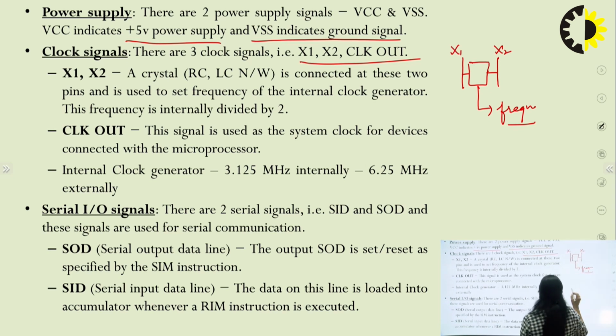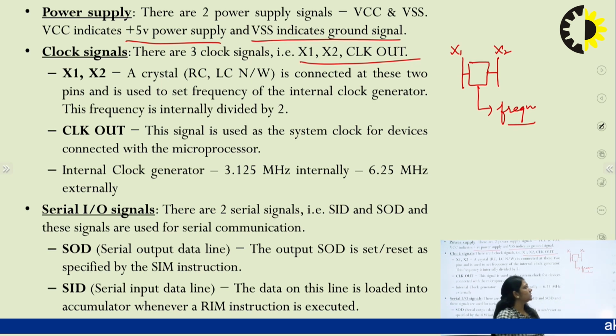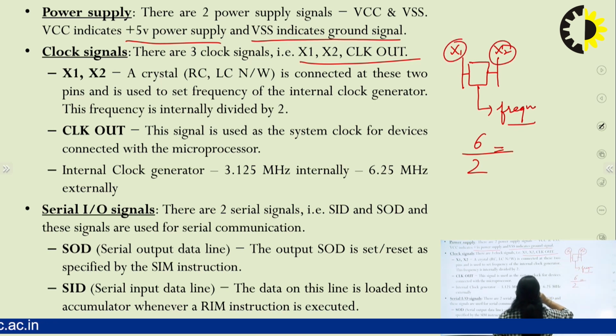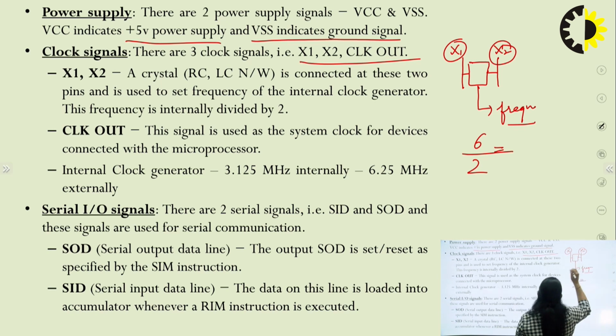Suppose the microprocessor 8085 needs approximately 3.2 megahertz frequency. For that, we have to take the value 6 megahertz, which will be divided by 2. Why? Because there are two pins here, we have two oscillators here, that's why two crystals in this. These two pins, X1, X2, with a crystal between them. So it will be approximately like this.